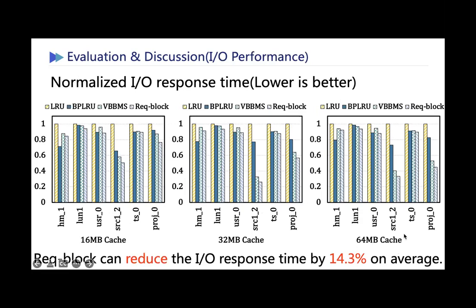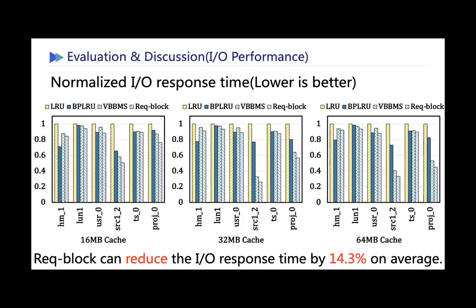I/O response time is the primary indicator of performance in SSDs. The figure shows the normalized result of I/O response time after replaying the selected traces. We can see that IEQ block can make a significant reduction on I/O response time. Specifically, IEQ block can reduce I/O response time by 14.3% on average compared to the selected cache schemes.